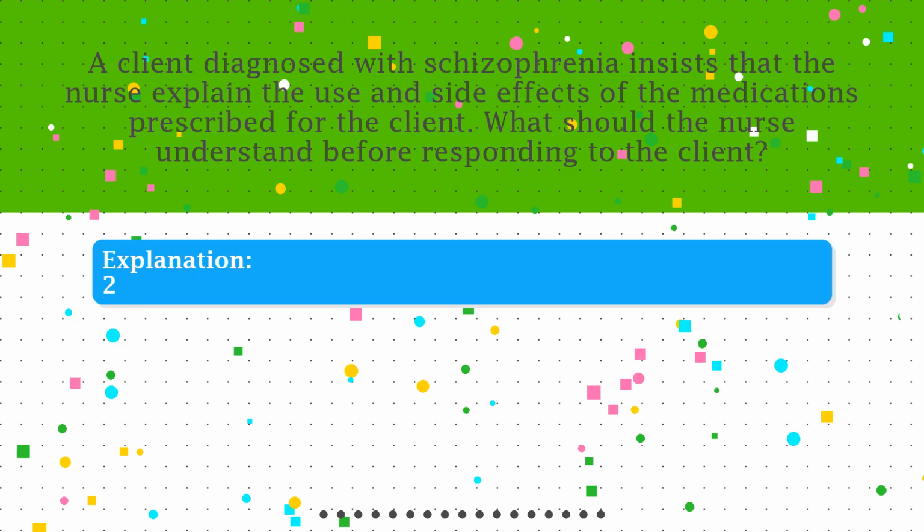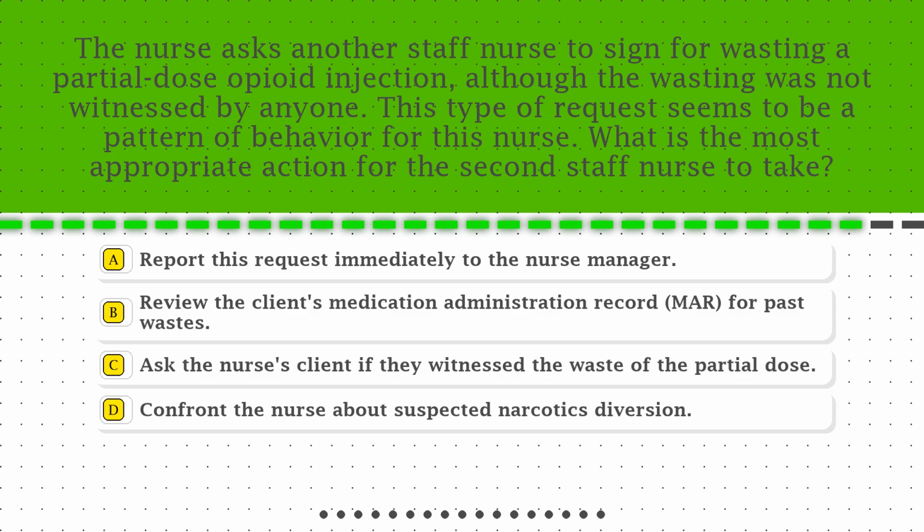Question 7. The nurse asks another staff nurse to sign for wasting a partial dose opioid injection, although the wasting was not witnessed by anyone. This type of request seems to be a pattern of behavior for this nurse. What is the most appropriate action for the second staff nurse to take? Option A. Report this request immediately to the nurse manager. Option B. Review the client's medication administration record, MAR, for past wastes. Option C. Ask the nurse's client if they witnessed the waste of the partial dose. Option D. Confront the nurse about suspected narcotics diversion.